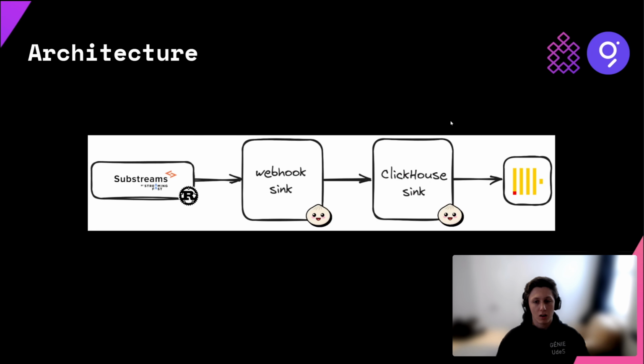So the architecture is fairly simple when we look at it from a high level. There are four main points. The first part you will all know is the substreams. So we just execute the substreams to fetch data from the blockchain. This is the tool built by StreamingFast, written in Rust. We added these two steps in the middle, the webhook sync and the ClickHouse sync, which I will go into in more detail next.